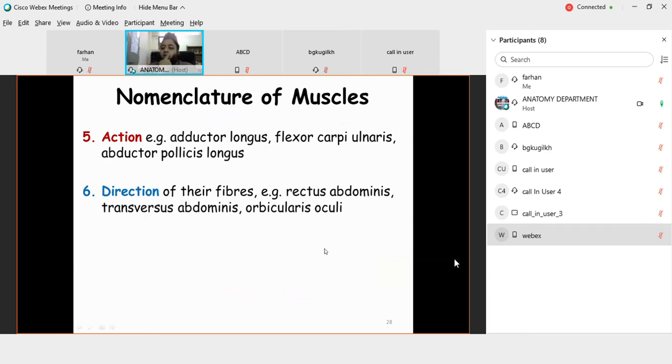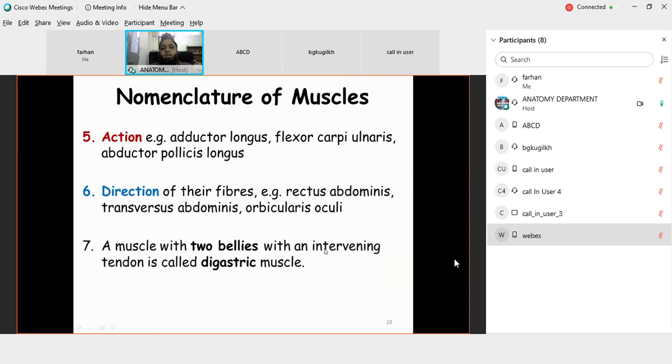Then around the oral cavity, again a muscle is there: orbicularis oris. So we will study about these muscles and you will see the names in the books also. So this is how the nomenclature is done. It gives you a clue regarding action or shape or direction of fibers.